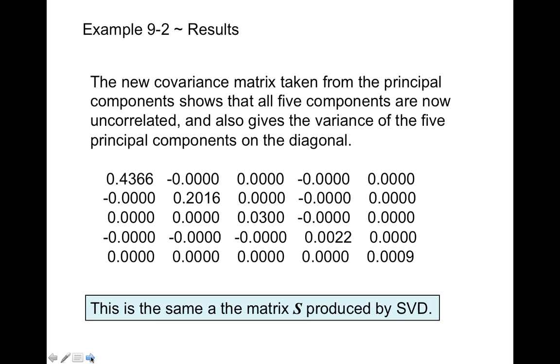Here's the covariance matrix of the principal components. You can see now all 5 components are uncorrelated because we don't have any off-diagonal elements. And now also notice that these are in descending values. Notice the first one is 0.43, then 0.20, and then we have a pretty significant drop-off. So this is basically the matrix S that's produced by the SVD routine within MATLAB. So it's a covariance matrix of the principal components.